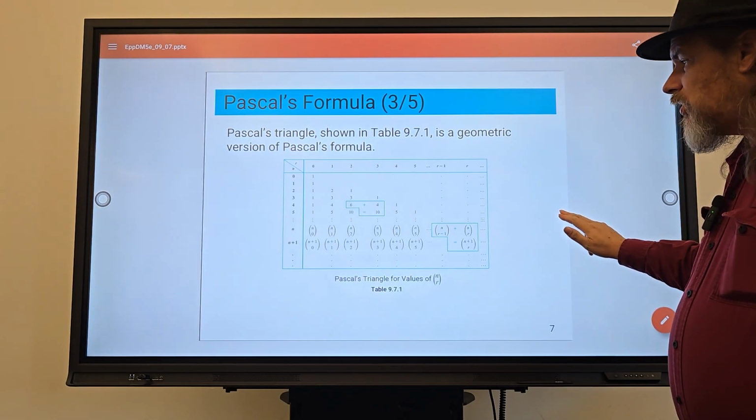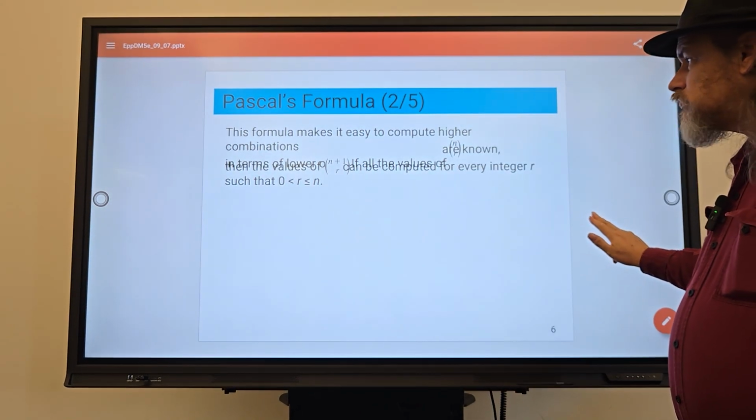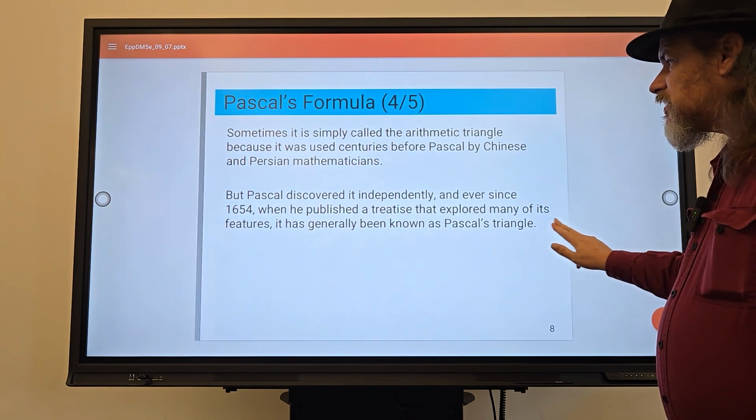Let's see here. Where did it talk about that?